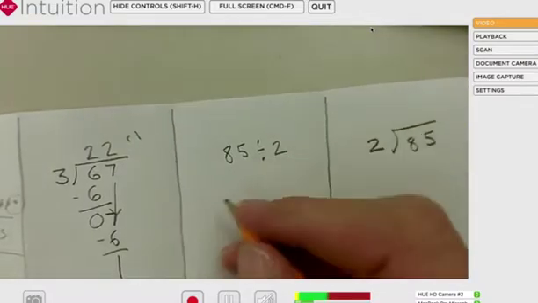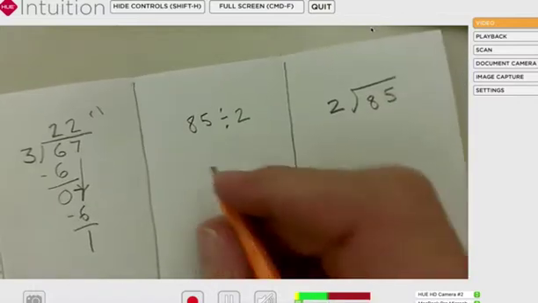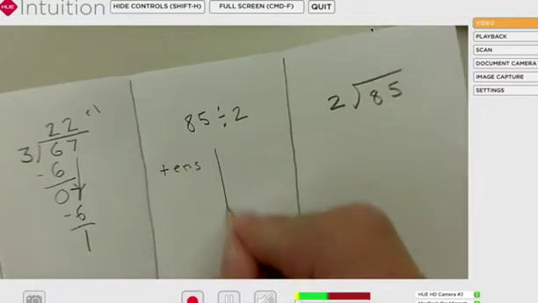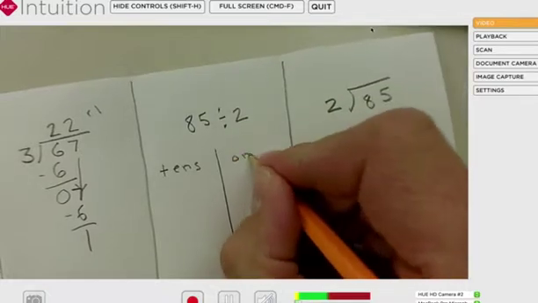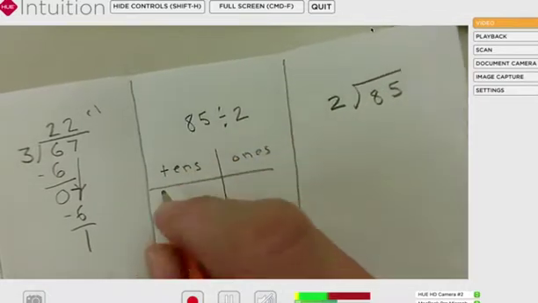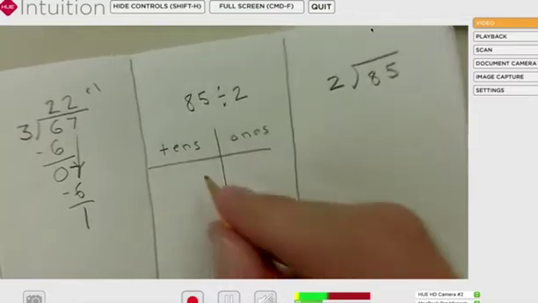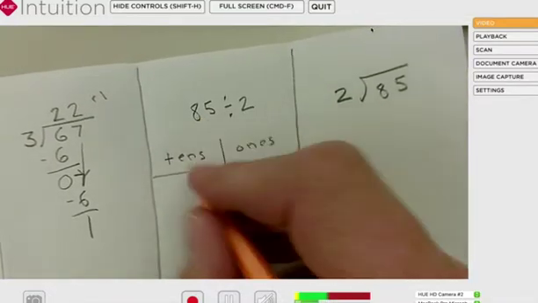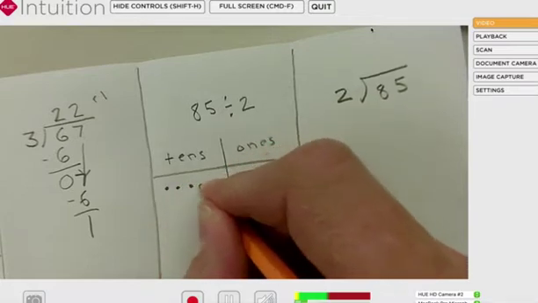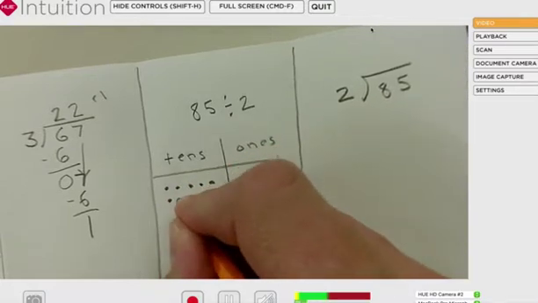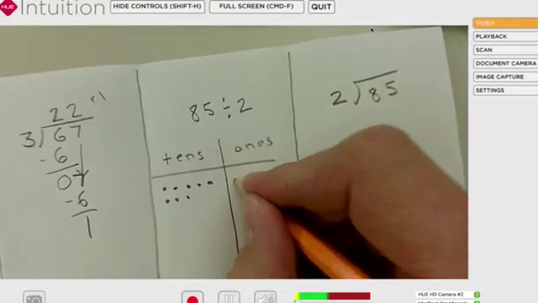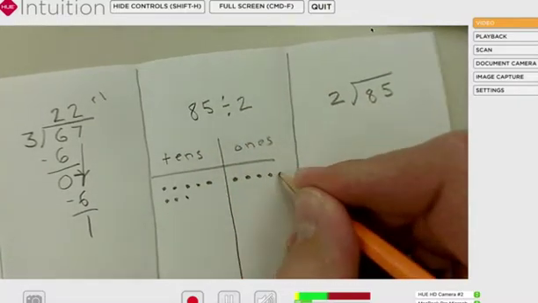And this time, let's do it right this time, Mr. Brown. Let's write the word tens, ones, and then let's put the dots underneath this, like in a place value chart, Mr. Brown. Right? Come on. How many tens are there? There are 8. 1, 2, 3, 4, 5, 6, 7, 8. And how many ones are there? There are 5. 1, 2, 3, 4, 5.